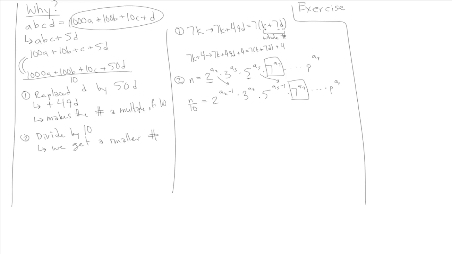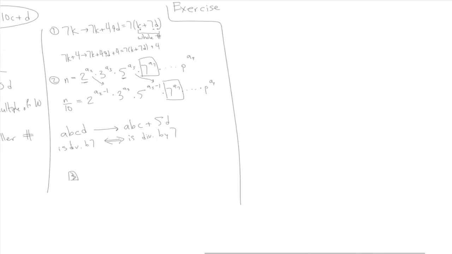So that means that if we take our original number ABCD, and we change it into ABC plus 5D, this is divisible by 7 if and only if ABC plus 5D is divisible by 7. So that explains why this trick works.